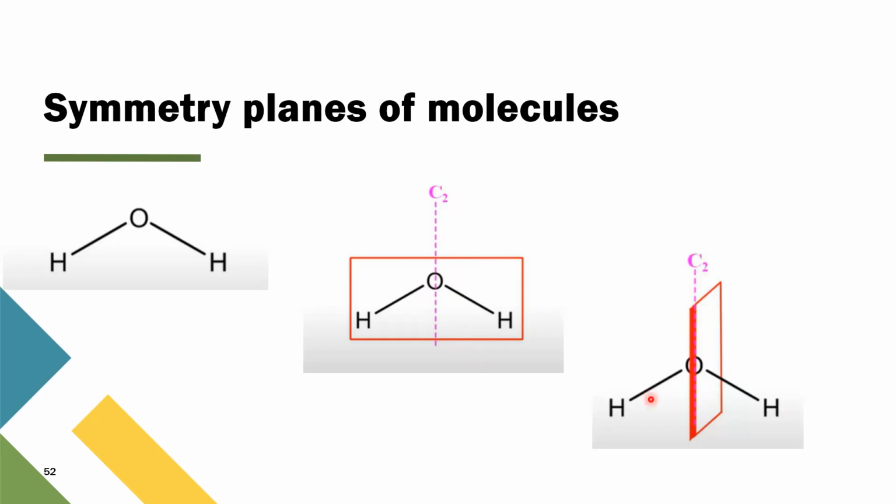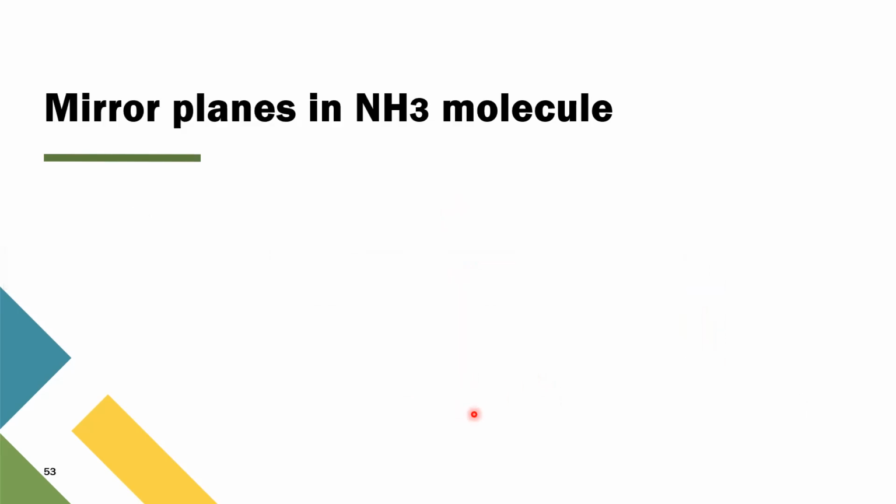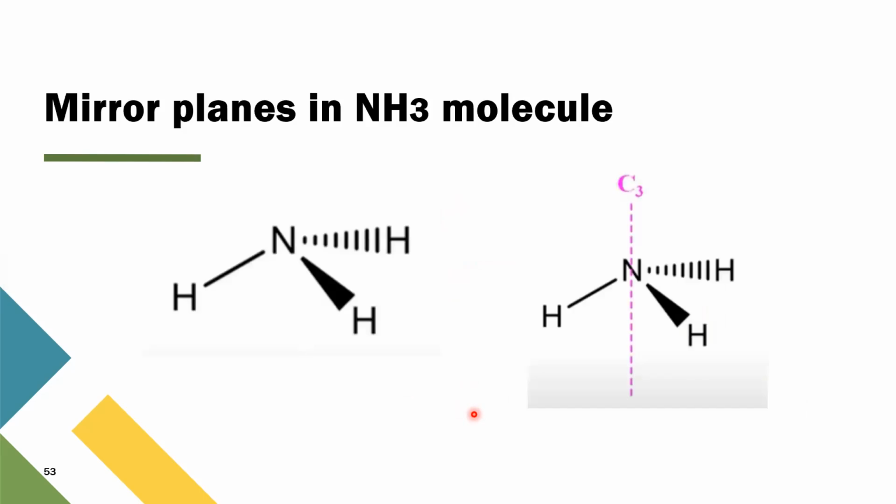Vertical. These vertical mirrors. Good. Now we'll check the mirror planes in ammonia. Okay, so we know there is a C3 axis. And now when you look from the top, this is the center of the molecule. And again you get a mirror. You can keep a mirror plane along this NH bond. So you get sigma V.